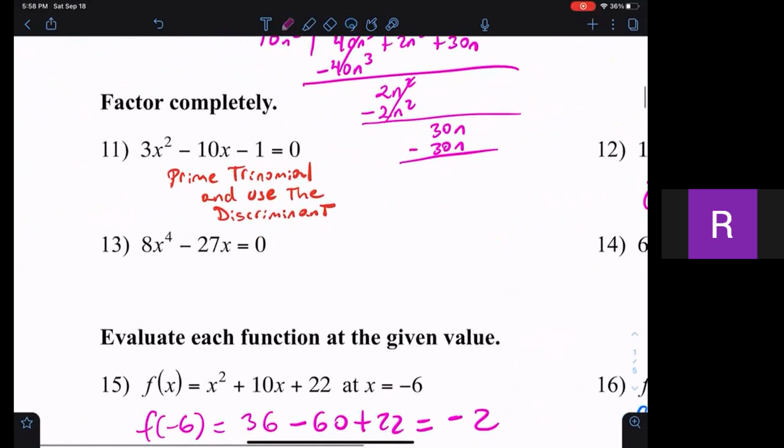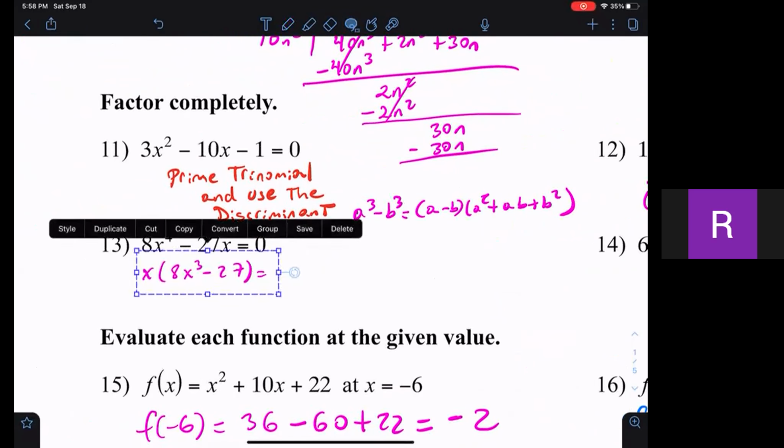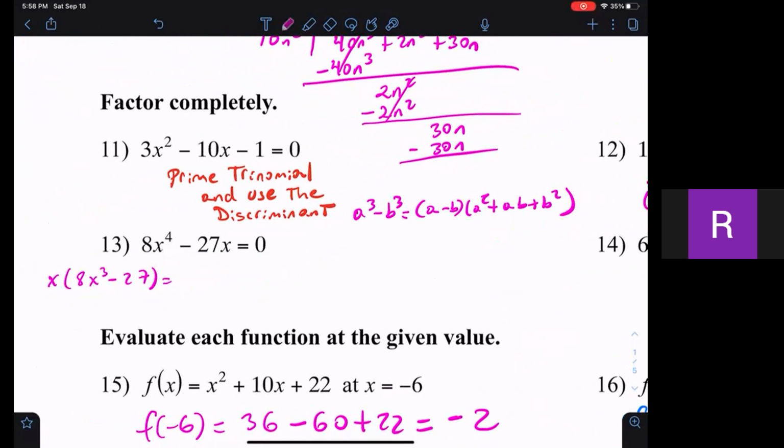Okay. So GCF here is what? X. x cubed minus 27. So this is the difference of cubes, right? Remember? A cubed minus b cubed equals a minus b, a squared plus ab plus b squared, right? You need to remember that. And then you do this thing, right? So that's going to be what?